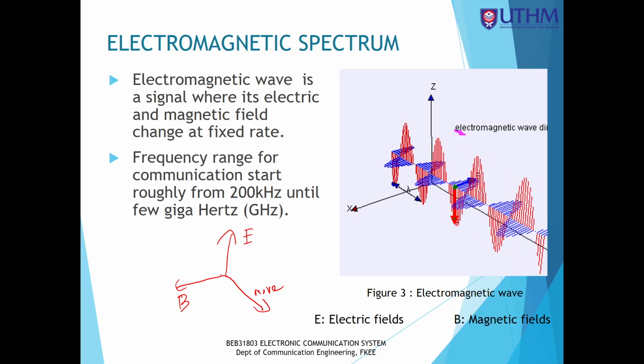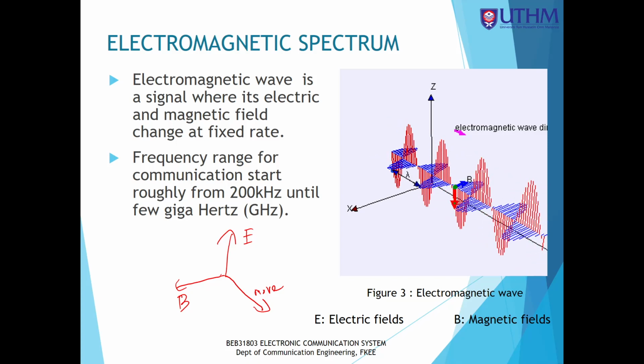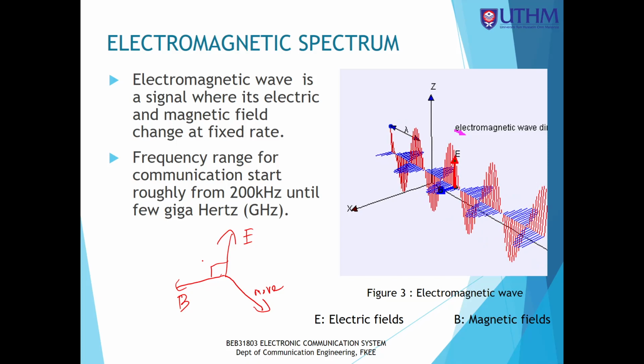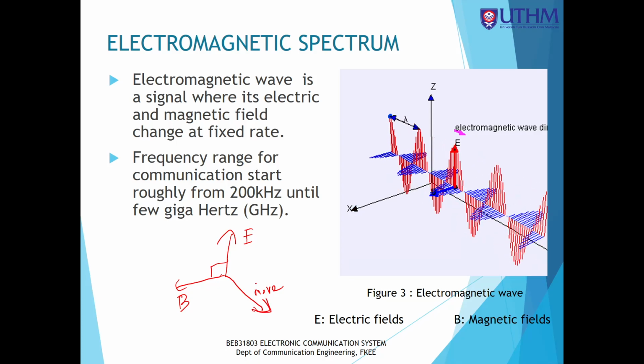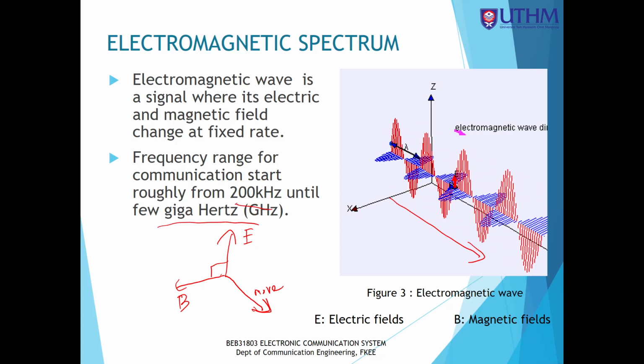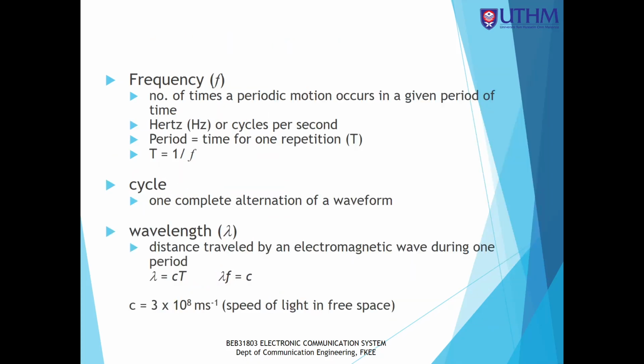So this is the basic concept of the electromagnetic field. And I believe you have learned some of this in the EMT subject. So the E field and the magnetic field are perpendicular to each other. Dia adalah setentang antara satu sama lain. And it moves in a different direction. Okay, into here. So kalau kamu lihat, dia bergerak ke arah sini. So the frequency range is from 200 kilohertz until a few gigahertz. Fundamental concept about frequency.